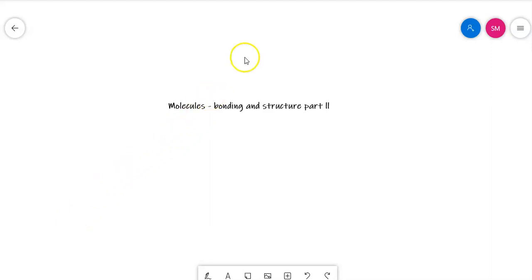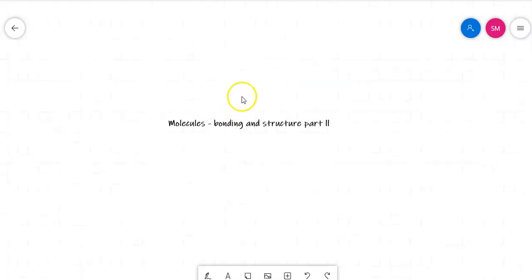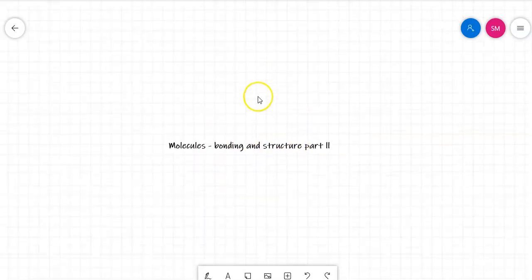Kia ora koutou, welcome to the next video on molecules, bonding and structure. This video will be part 2 of the bonding and structure of molecules. This will likely be part 2 of part 3. So the bonding and structure part of molecules is a lot more complex than ionic compounds.